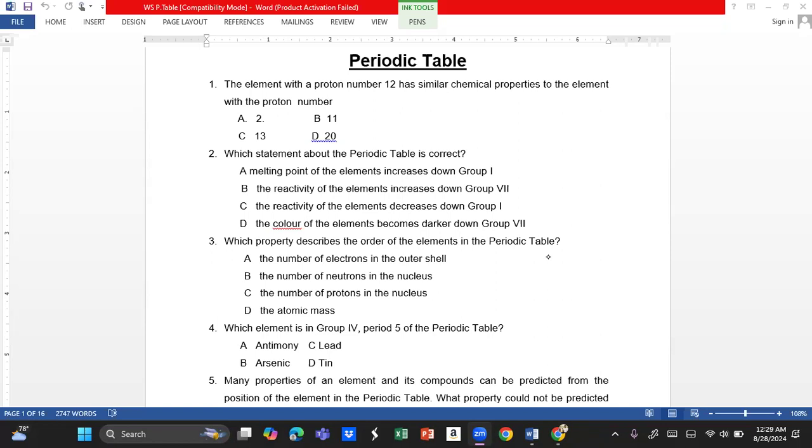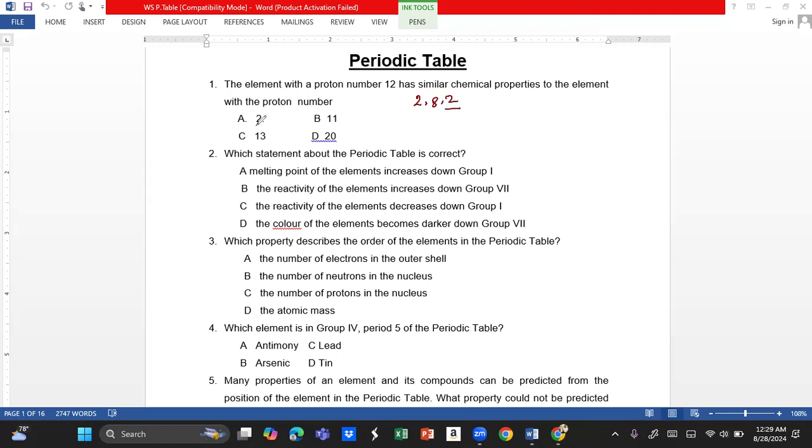Question number 1. The element with proton number 12 has similar chemical properties to the element with proton number 2, 11, 13, and 20. Okay. So to answer this question, we need to understand what is the electronic configuration of each element, then we can easily find the correct option. Let's see. Atomic number 12, then its electronic configuration will be 2, 8, 2. Two electrons in the outer shell.